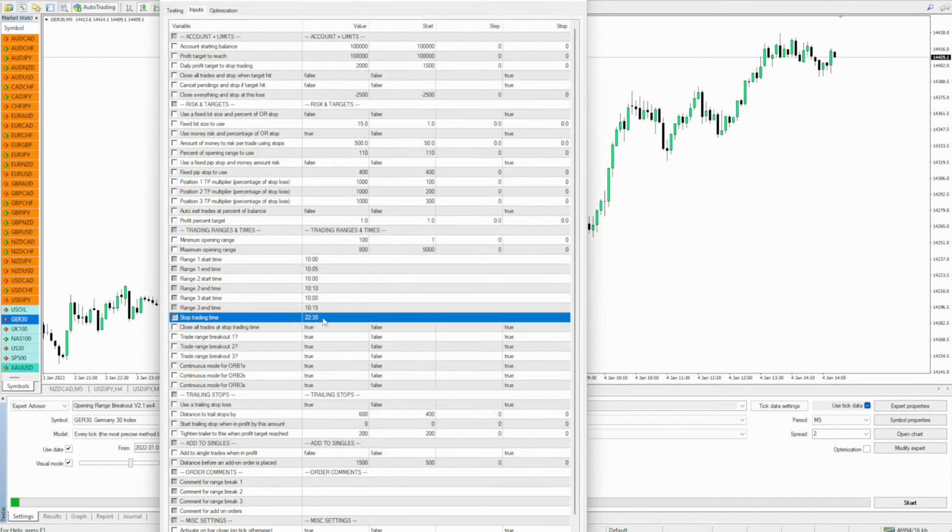The reason I have it set at 10:30 is because I want it to close my positions at end of day because of gaps. With the stock market and the stock indices, you will find you get gaps. Depending on your broker, those gaps can be quite large. Also, the volatility and the spread can widen a lot. So you want to be closing out end of day.